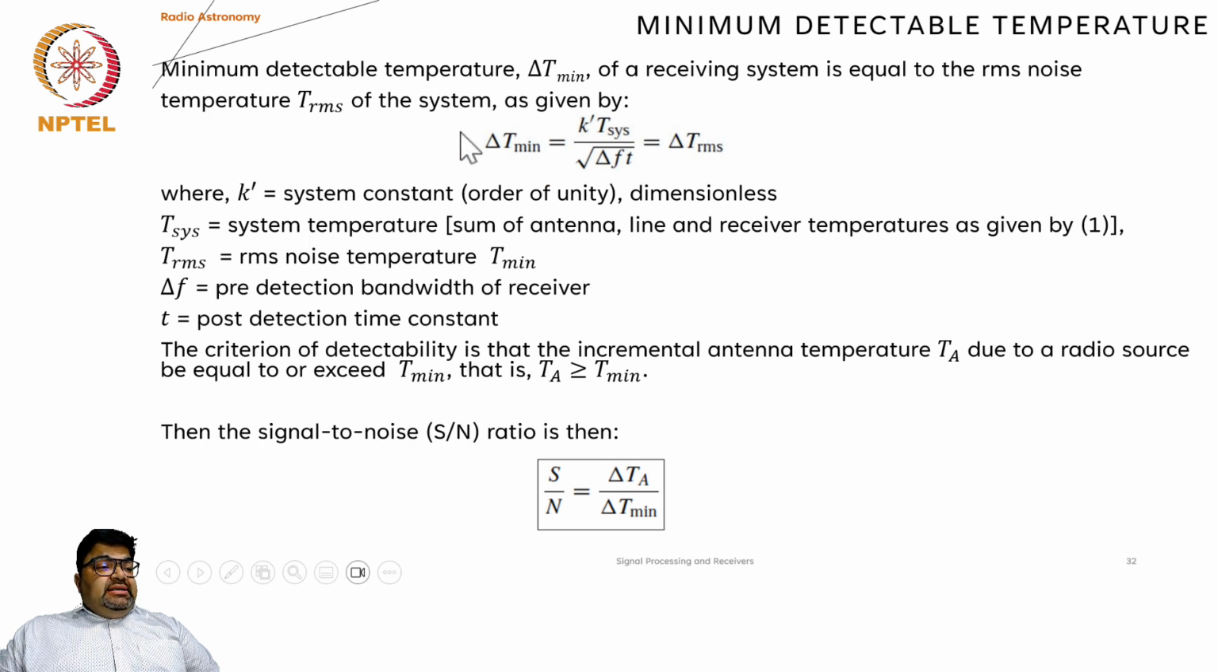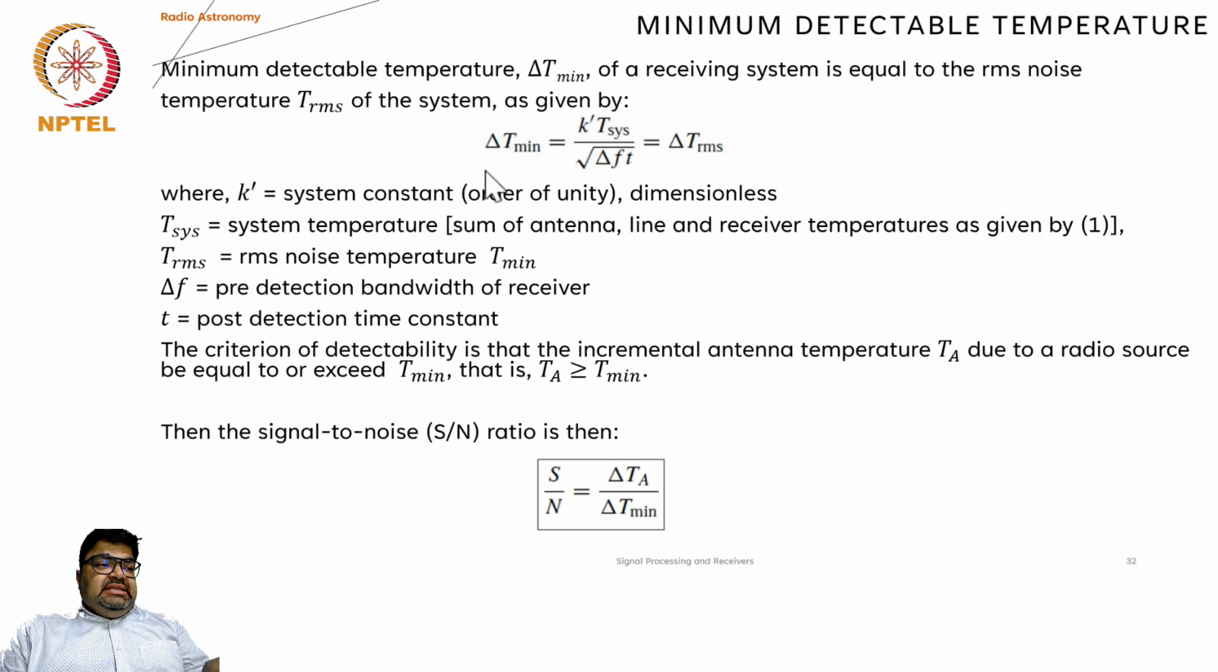So the delta T min, remember, has to be low for sensitivity to rise. A system with lower delta T min is considered to be higher in sensitivity. If it is high, then it is not that sensitive, because we can detect only the faintest signals which are above this delta T min. So delta T min has to be lower.